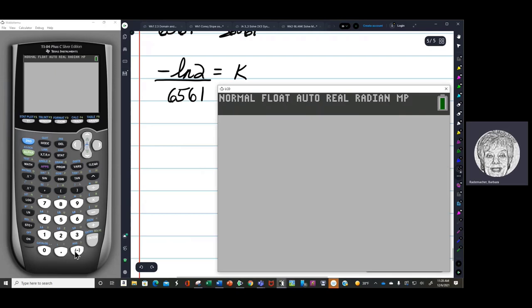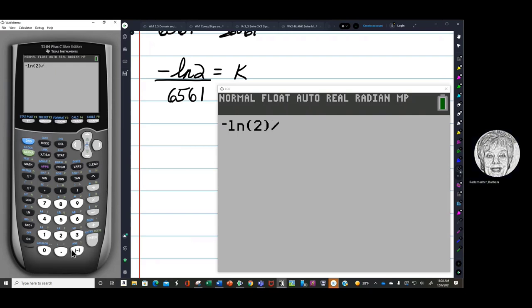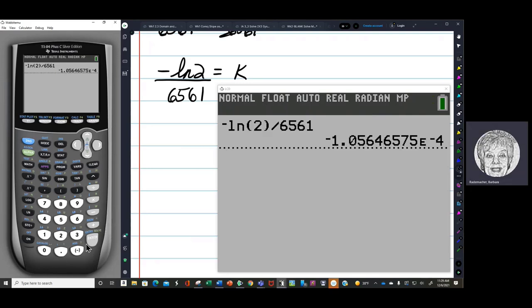Negative ln 2, close paren, divided by 6561. Enter. Whoa! We're going to have to do some translating here. But before, look at that. This is in scientific notation.